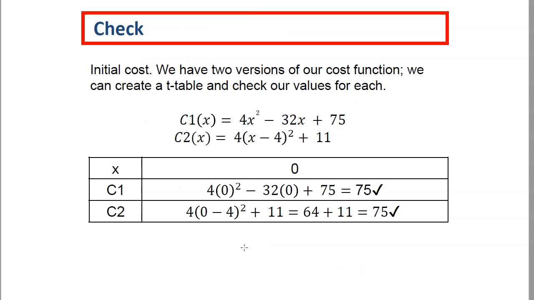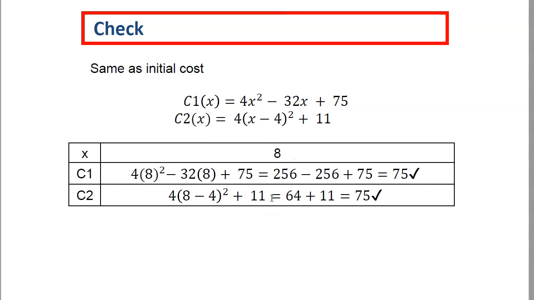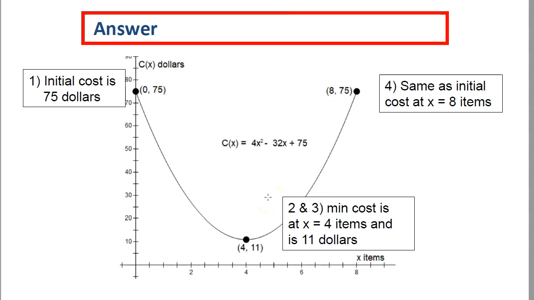Let's check our work. Here we have two versions of our function, the standard version and the turning point form. At 0, both functions give us 75, that checks. At our turning point, both functions give us 11, that checks. And at 8, both functions give us 75, that checks.